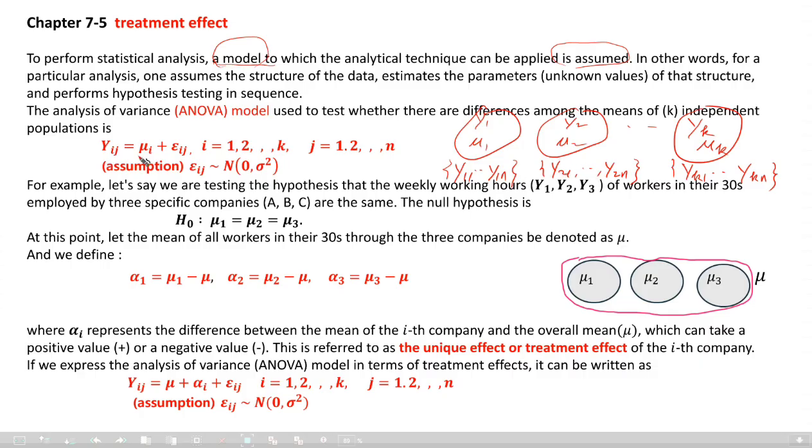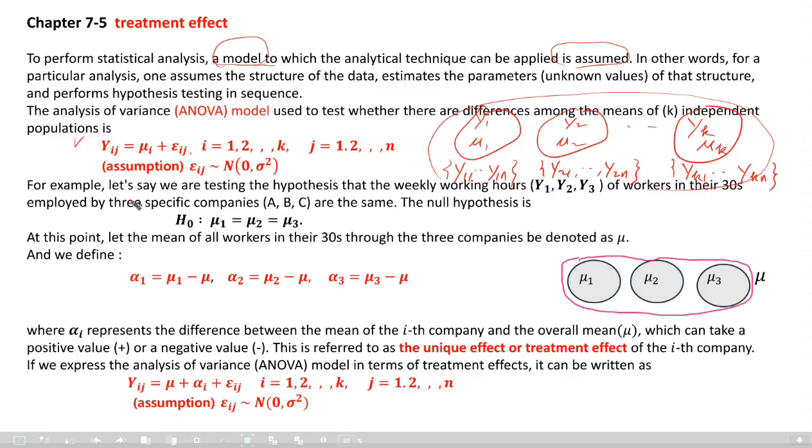So in one line, y_ij, the sample is from mu_i. Its mean is mu_i plus epsilon_ij, i from 1 to k, j from 1 to n, okay? This is a simple expression of these diagrams. Assumption: epsilon_ij follows a normal distribution with mean 0 and variance sigma square.